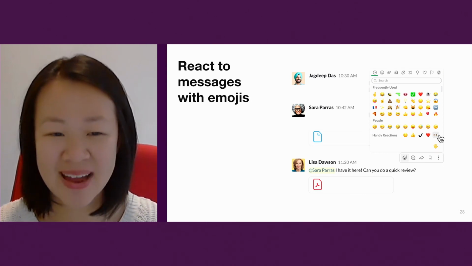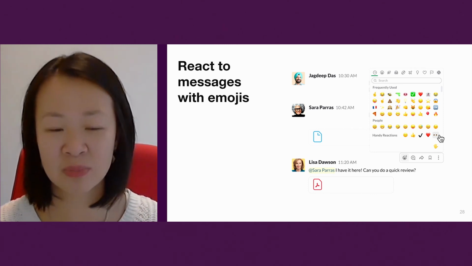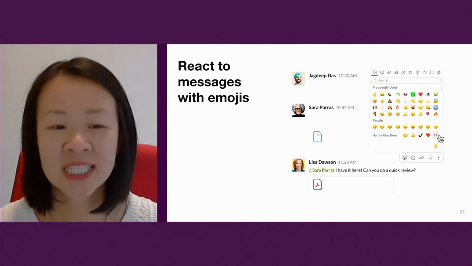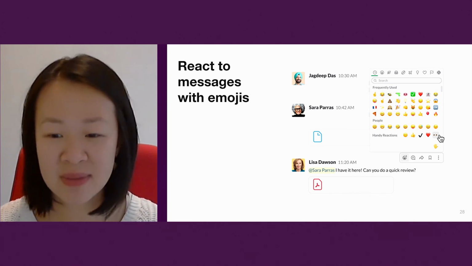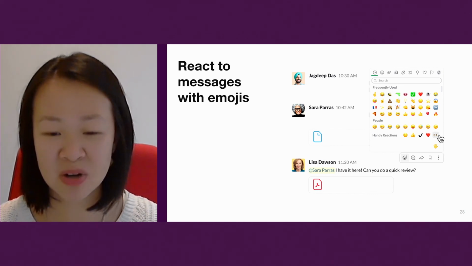The other thing we love about Slack is you can respond to things with emojis. Gone are the days where you get an email and someone sends you something and you reply and you say, thanks, I'll take a look. In Slack, you can essentially hover over the message, click on that little first emoji icon that you see on the top right of that message, and then respond with an emoji reaction.